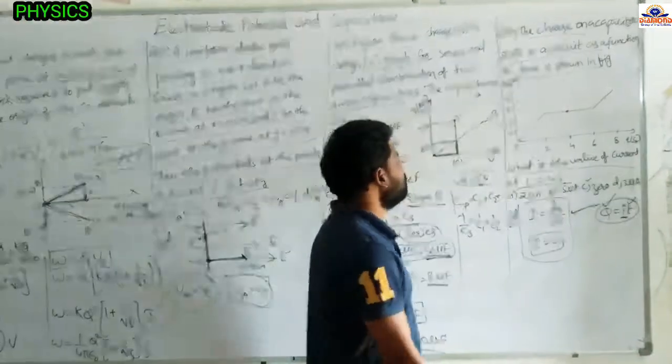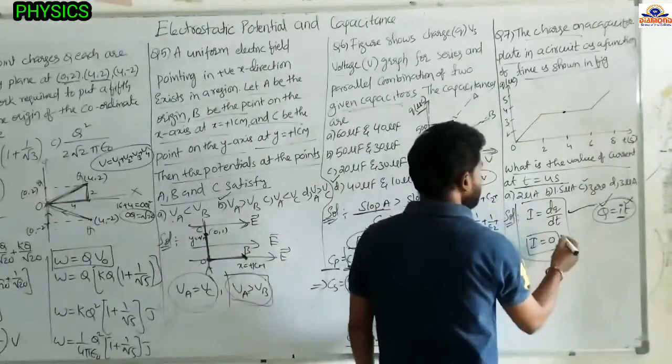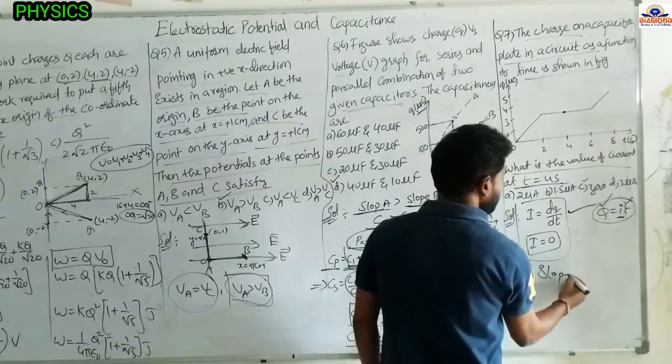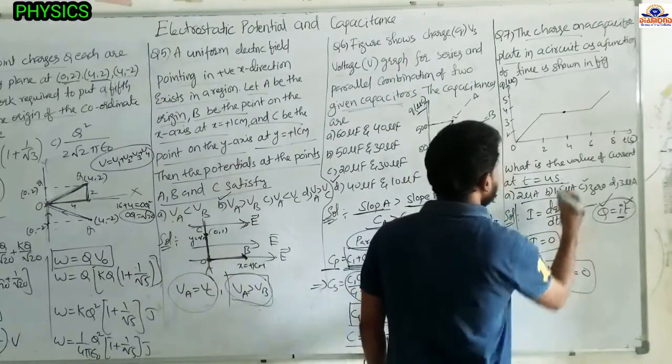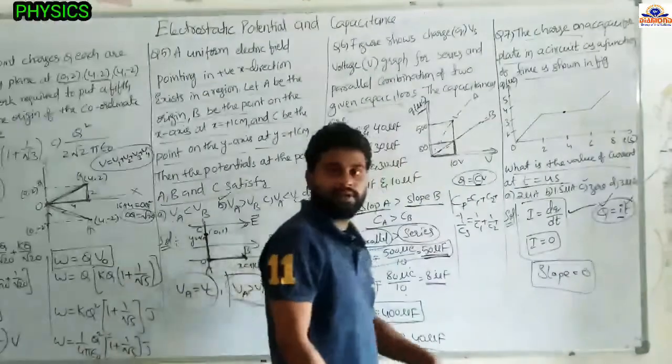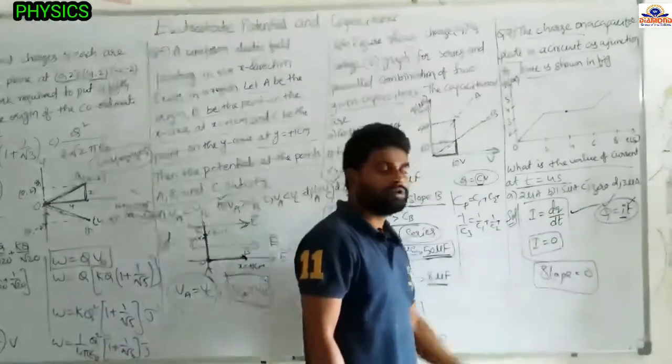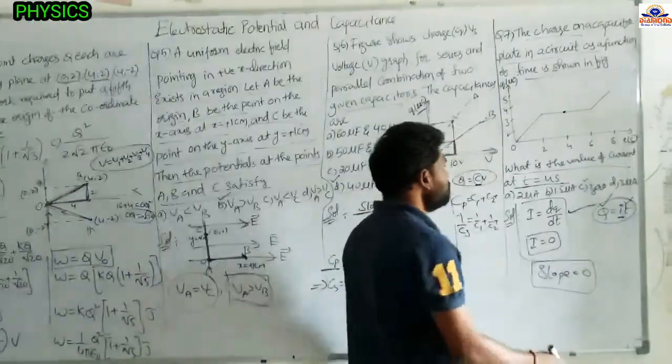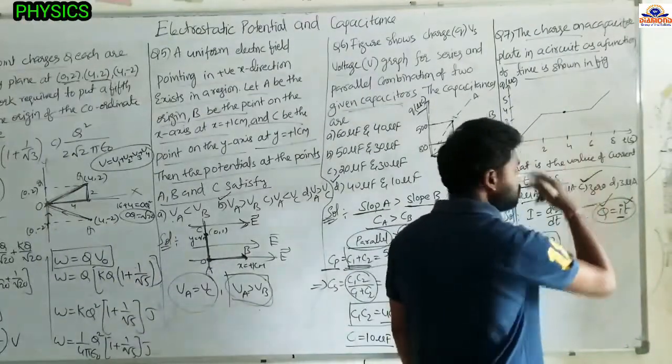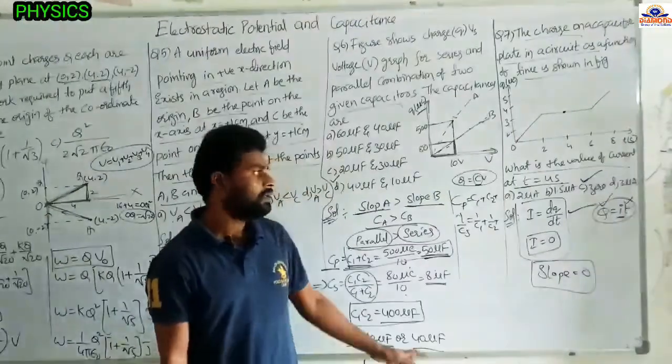So at this place, this graph is parallel to the time axis. Now the slope of this graph is nothing but 0. So slope equal to 0. Slope will give the current. So slope equal to 0 means current is also equal to 0. This is also a mains question. Don't underestimate the questions.